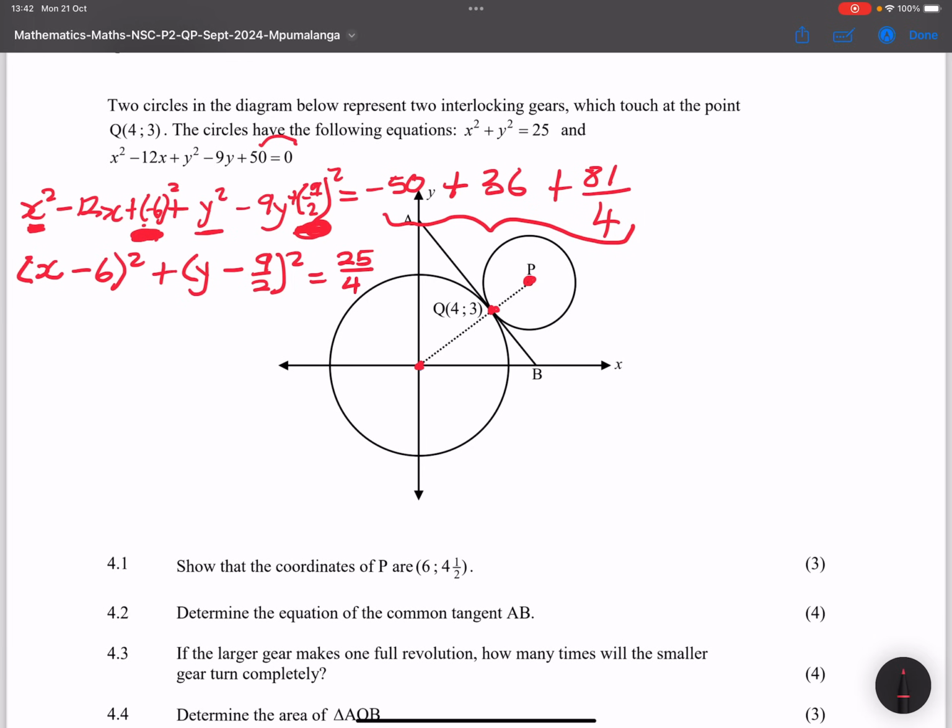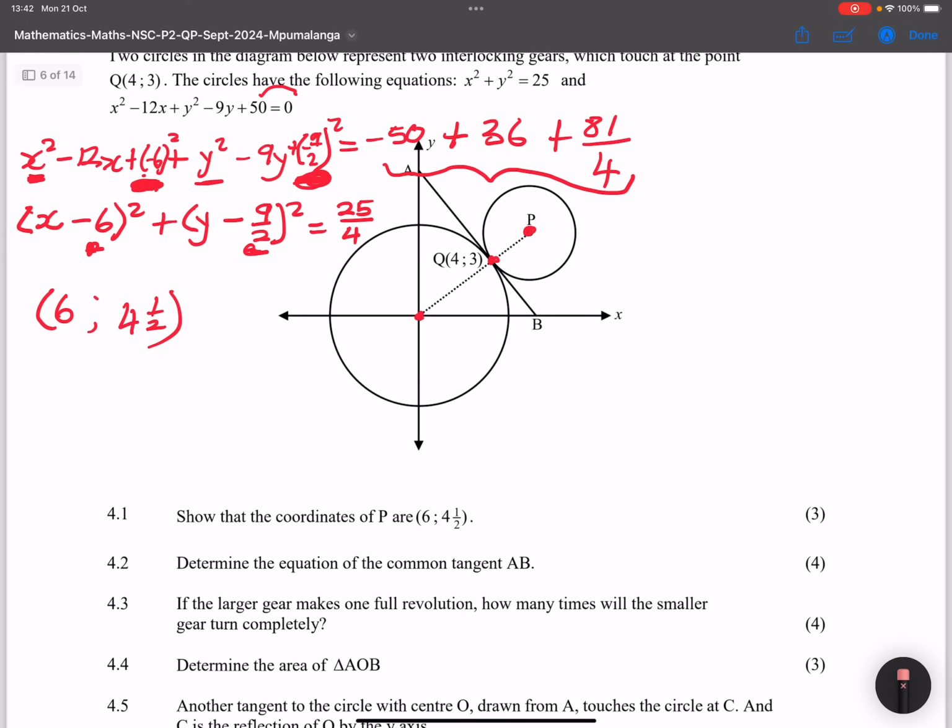So this is the equation of the other circle, right? So the center, which is P, has the coordinates, remember that it always changes sign. So that would be 6 as well as 9 over 2, which is the same as 4 and 1 over 2. Okay, so that's how we get those coordinates there. All right, so there we go. Now they say to us, determine the equation of the common tangent AB.